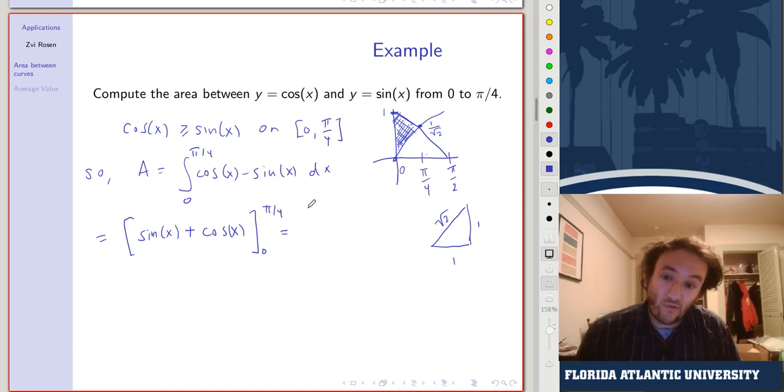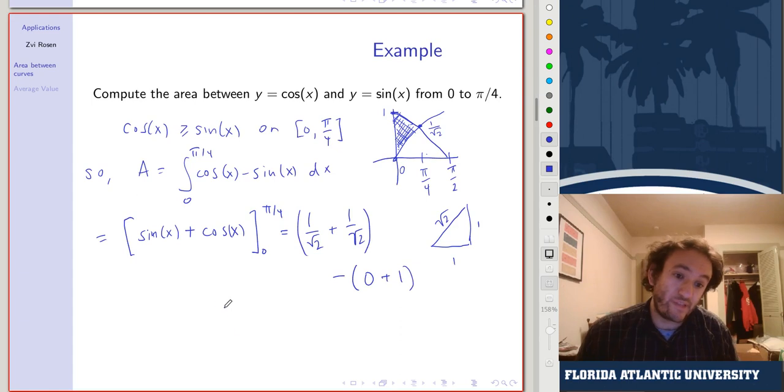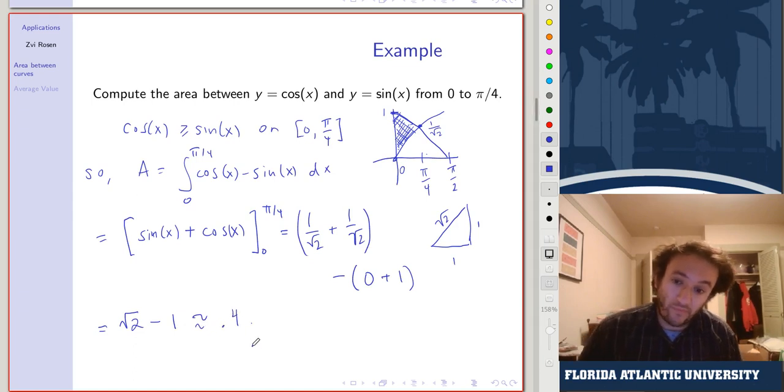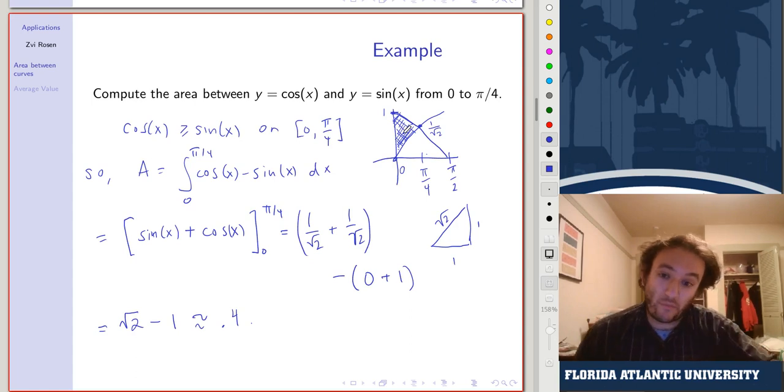And that gives us 1 over the square root of 2 plus 1 over the square root of 2, minus 0 plus 1, because at 0, sine is 0 and cosine is 1. So what we get is twice 1 over the square root of 2, which is just the square root of 2, minus 1. It's approximately 0.4. Okay, so that's the area that we highlighted before. We computed it just by a straightforward application of the formula.